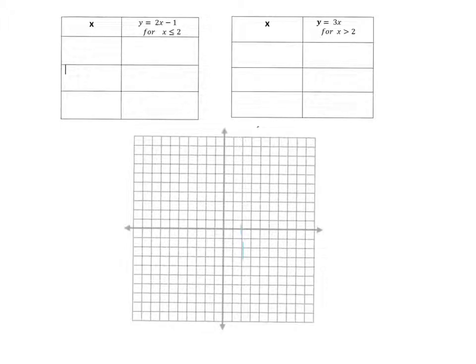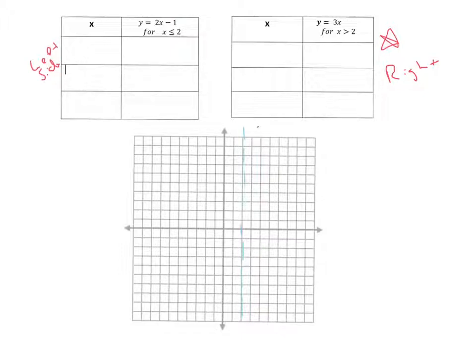So essentially we are going to have two different graphs. We're going to have a graph for the left-hand side, and a graph for the right-hand side. The right-hand side is for the stuff greater than 2. So that's going to be this piece over here. And this piece over here is the left-hand side, because we can see it says for x less than or equal to 2.